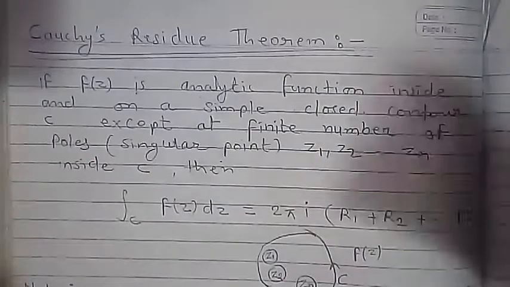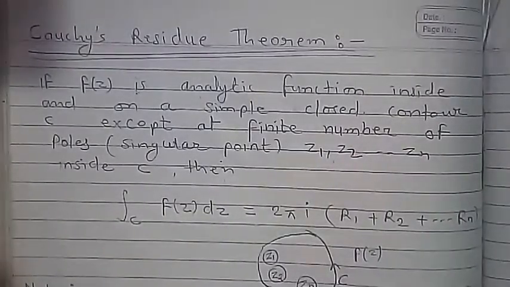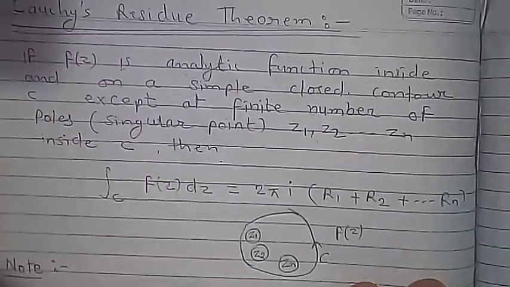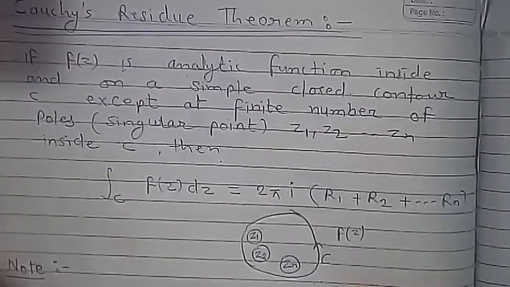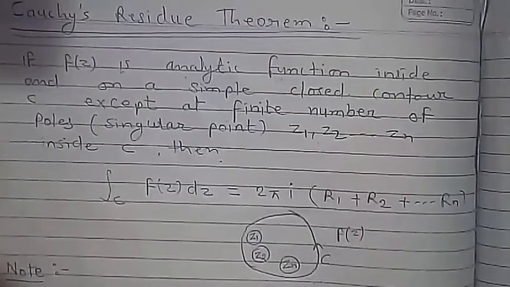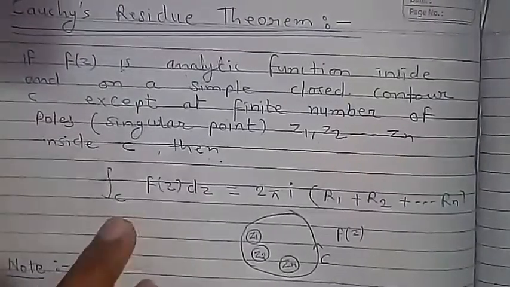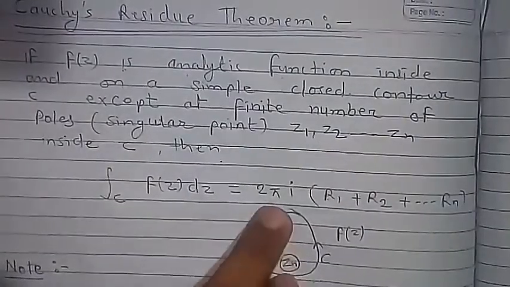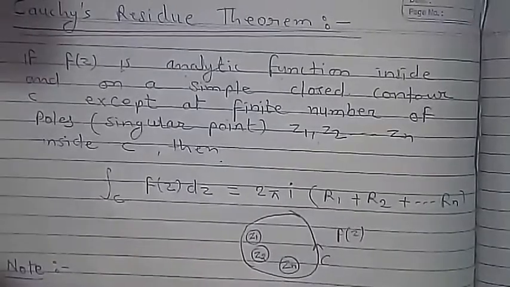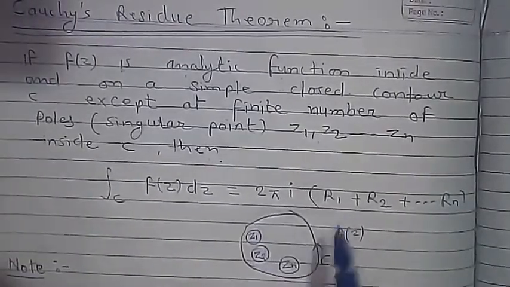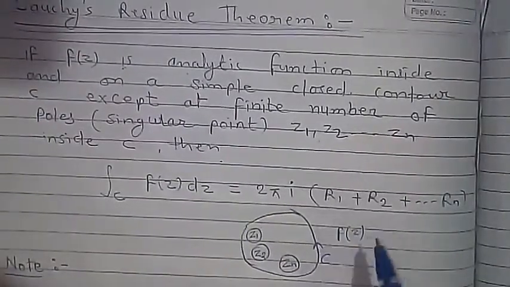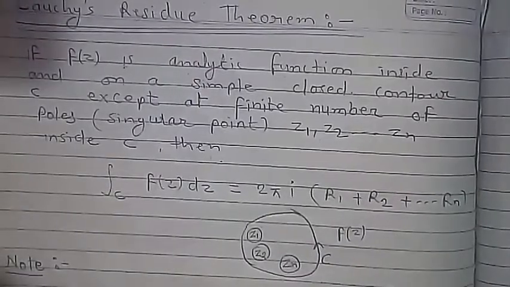Cauchy modified the integral theorem into the residue theorem and gave a statement that if f(z) is an analytic function inside and on a simple closed contour C, except at a finite number of poles z1, z2, ... zn inside C, then the integration of f(z) is not equal to 0. It gives some value, that is 2 pi i into (r1 plus r2 plus ... rn), where r1, r2, ... rn are residues.